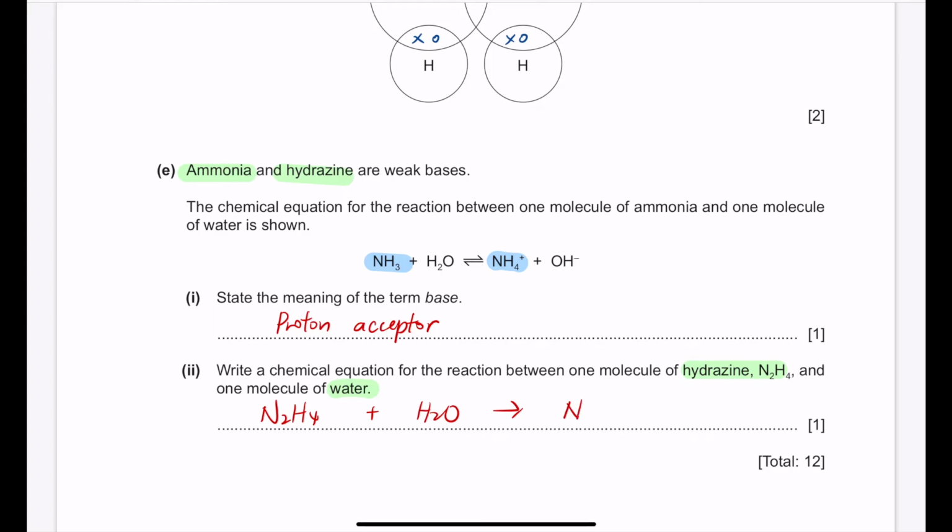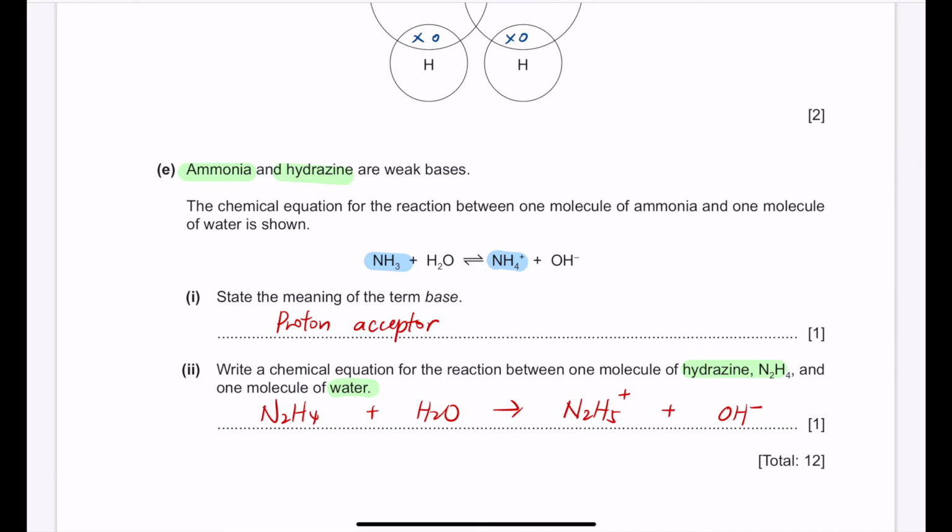N2H5. So it gains 1 hydrogen, becomes positive 1. And then H2O gives away 1 hydrogen to form OH negative. Oh, sorry. Okay, the chemical symbol is reversible. Yeah, you can take this as an example. So this is how it looks like.